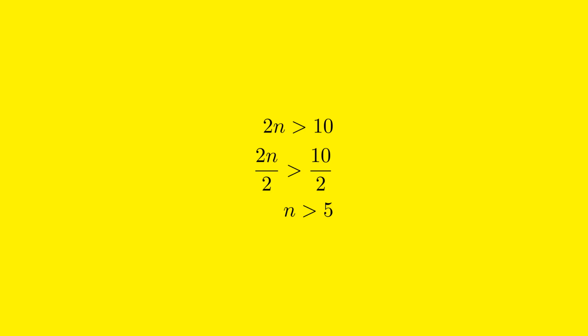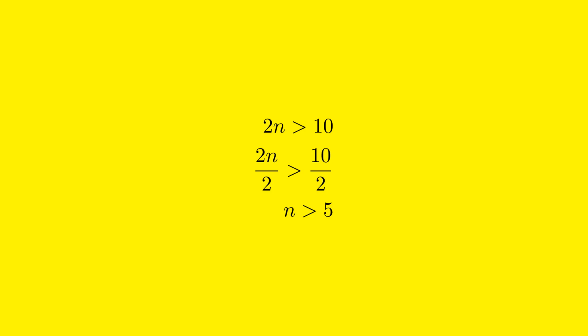On the left side, 2n divided by 2 simplifies to just n. On the right side, 10 divided by 2 equals 5. So now the inequality n greater than 5 is what we have. The reason for dividing both sides by 2 is to solve for n, keeping the inequality balanced.